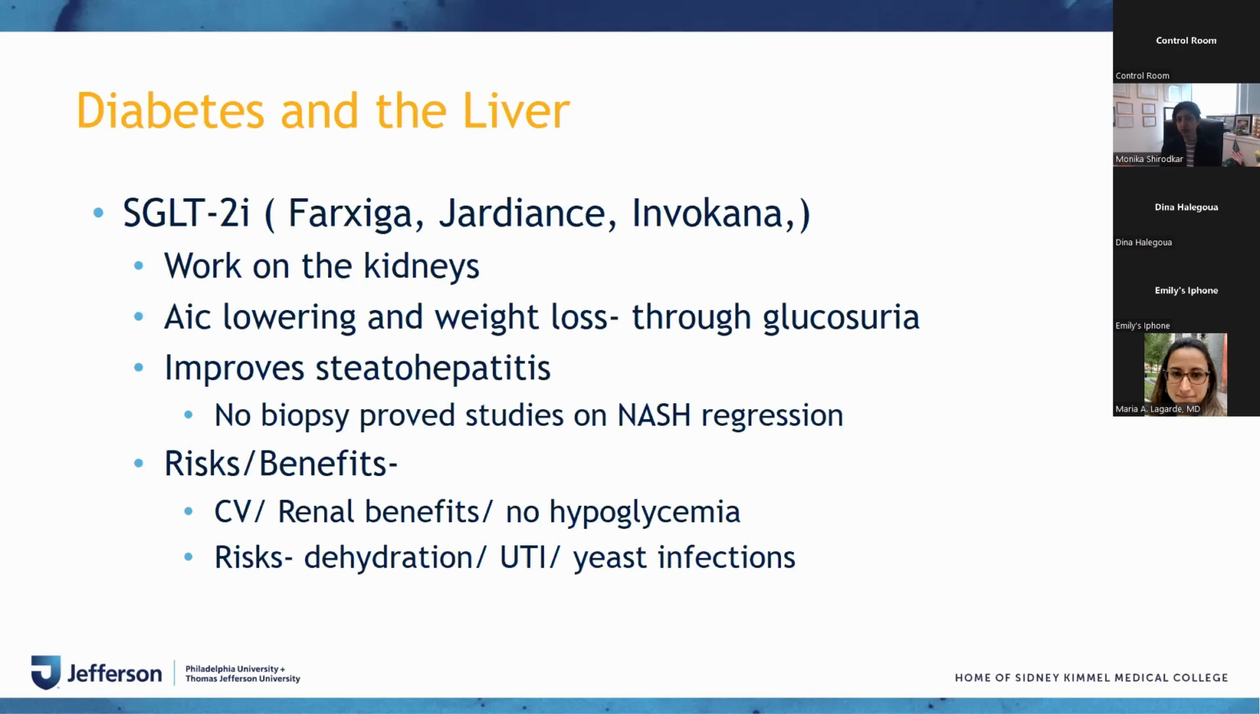So the SGLT2 inhibitors, Farxiga, Jardiance, and Invokana, I'm sure many of you have heard of those. They work specifically on your kidneys. They're great for A1C lowering and weight loss. And essentially, you're going to urinate out your glucose, and with that, you lose calories, and that's how you lose weight. And the weight loss in itself helps with the fatty liver. But I do not believe there are any current studies that have shown on biopsy that it decreases NASH progression. But I do believe they're underway.